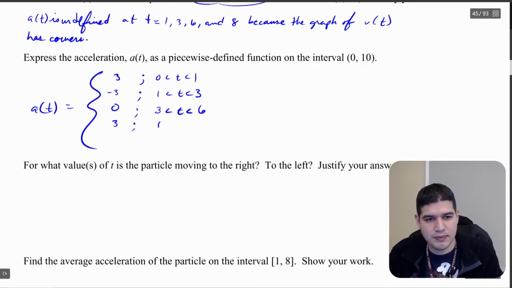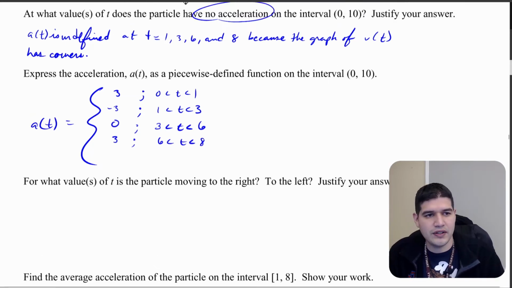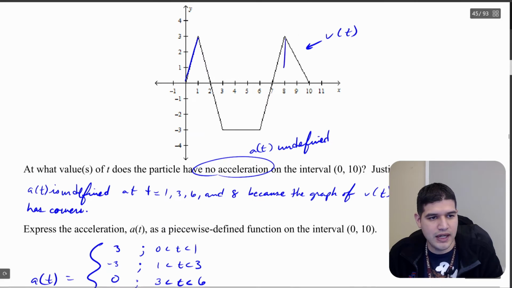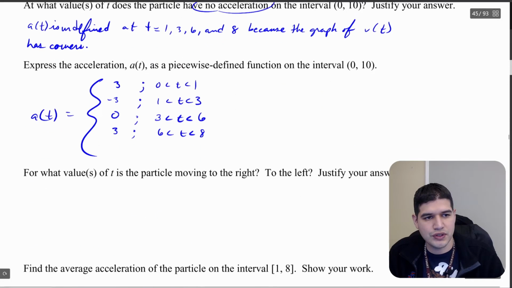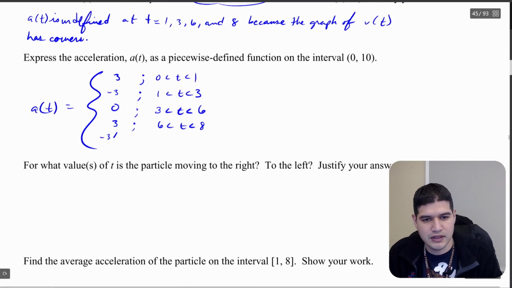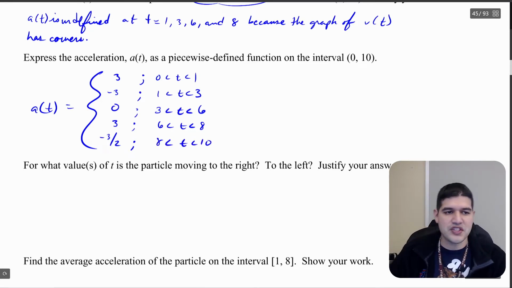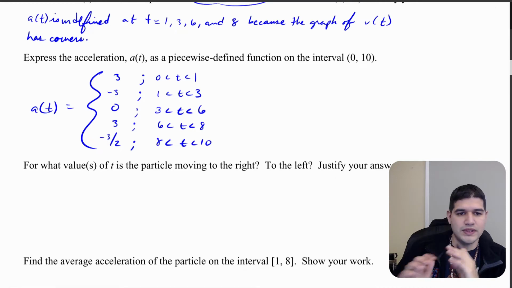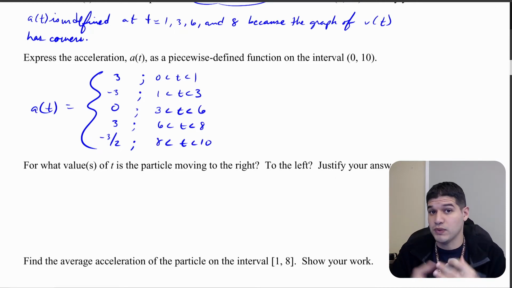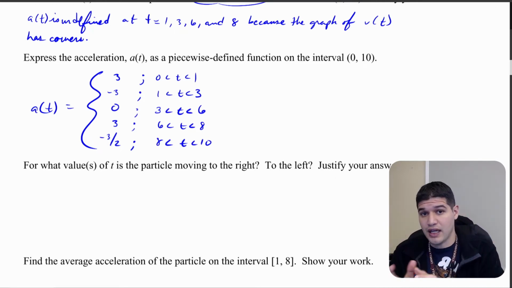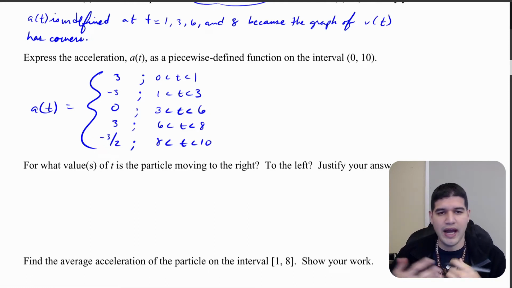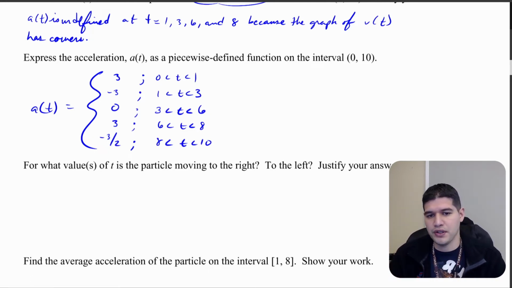So that's going to be from 6 to 8. And finally, on this last segment, we go down 3 and over 2. So that's going to be -3/2. And that segment goes from 8 to 10. And that's all we have to do here. We have the interval from 0 to 10 written out for the acceleration, which is the derivative of the velocity function. And we have that piecewise function defined for all those segments.